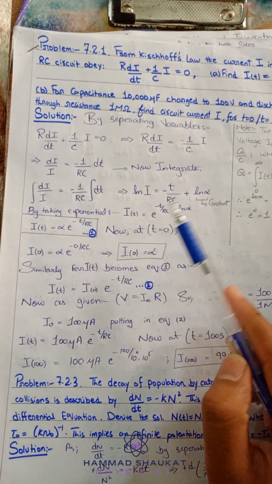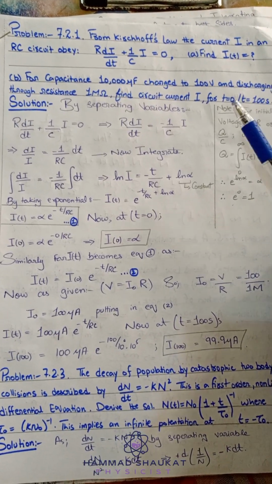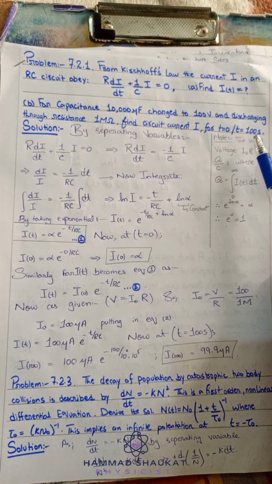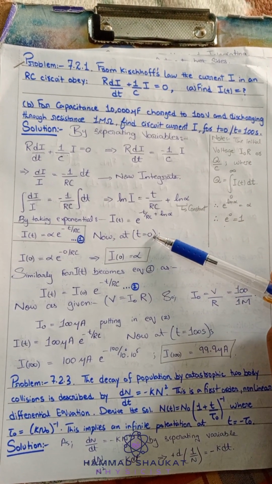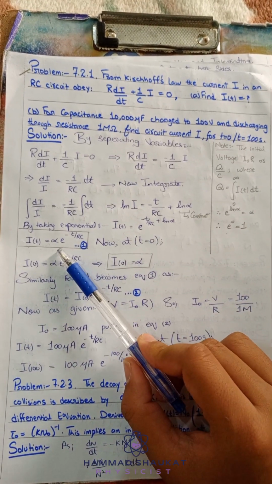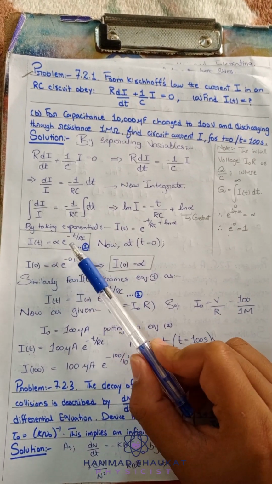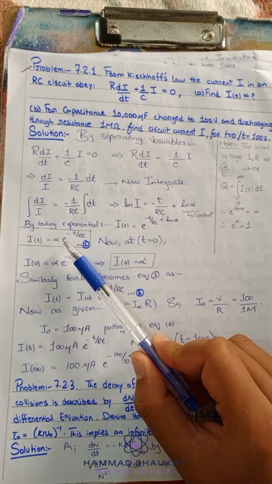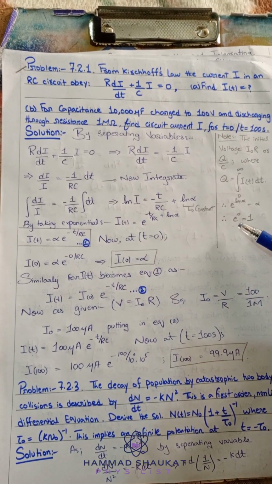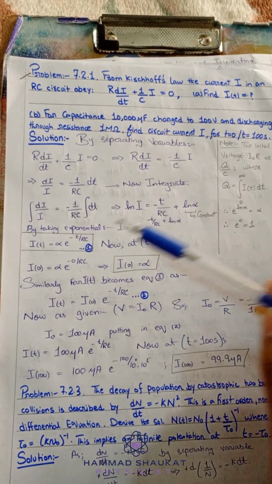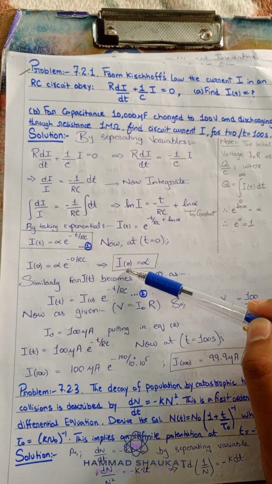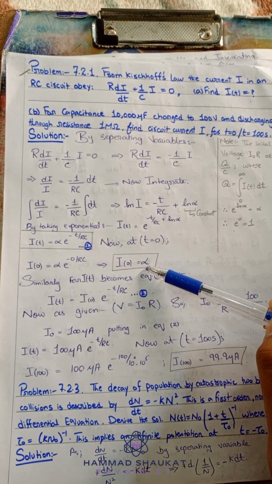Now your conditions are given here: you have to find the current at t = 0 and t = 100. First of all, find it at t = 0. You just have to put the value of t inside your final result for I(t). Put t = 0, so e to the power minus 0/RC means e to the power 0, which equals 1. So 1 multiplied by alpha gives only alpha. So I(0), the current at time 0, equals alpha.